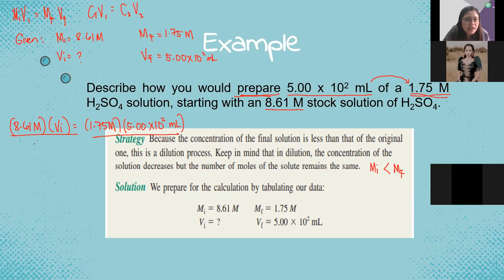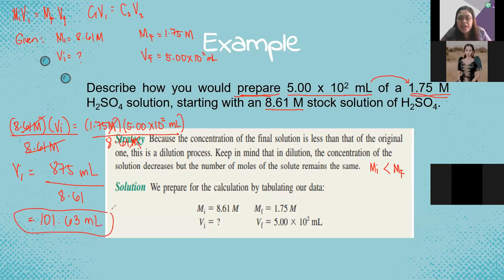So, we can actually divide both sides with the 8.61 M. So, we can cancel it here. You can cancel the molarity on the other side. You will be left with the mL. So the Vi now is 1.75 times 5.00 times 10 raised to the power of 2 is 875 mL divided by the 8.61. We can round off the final answer to two decimal places. We have 101.63 mL. So this one is the initial volume.